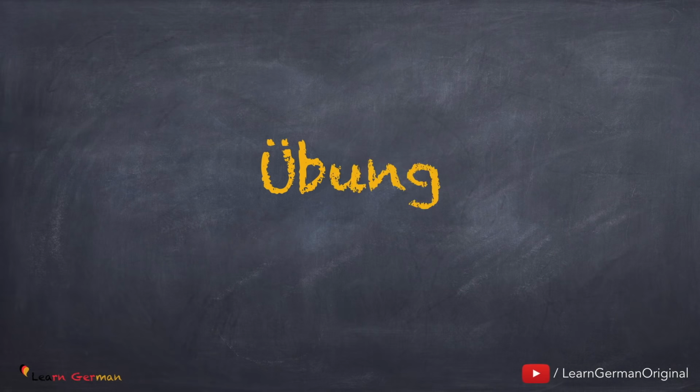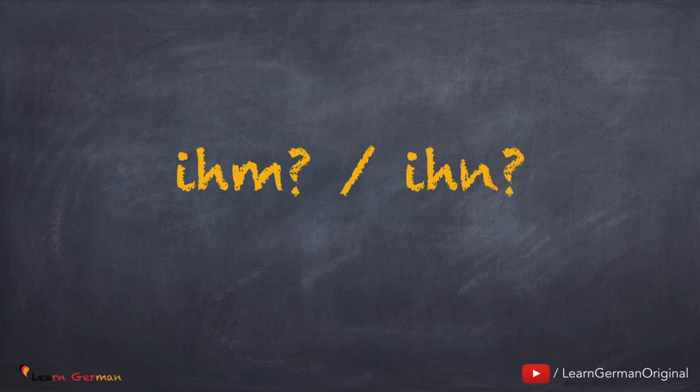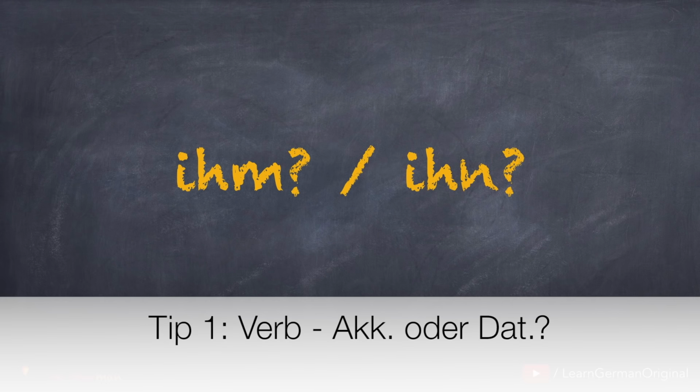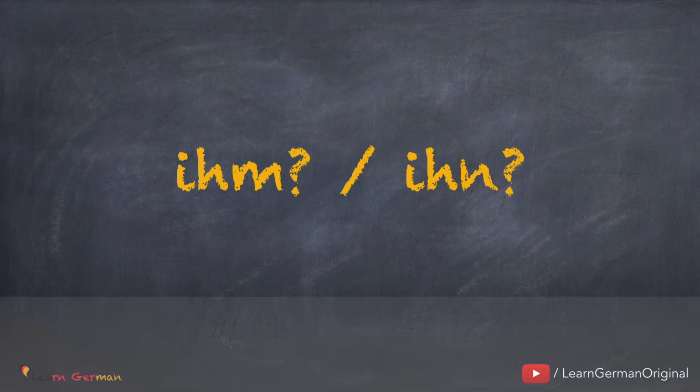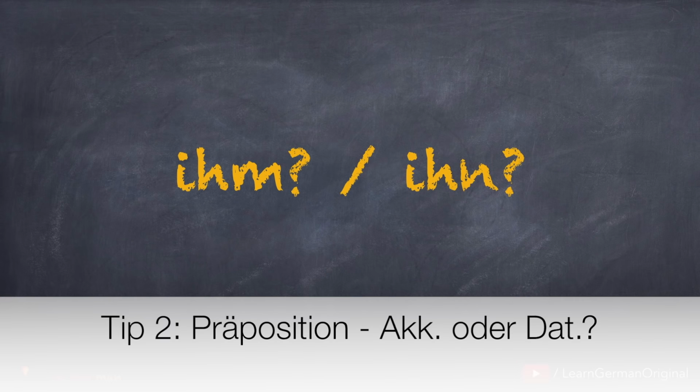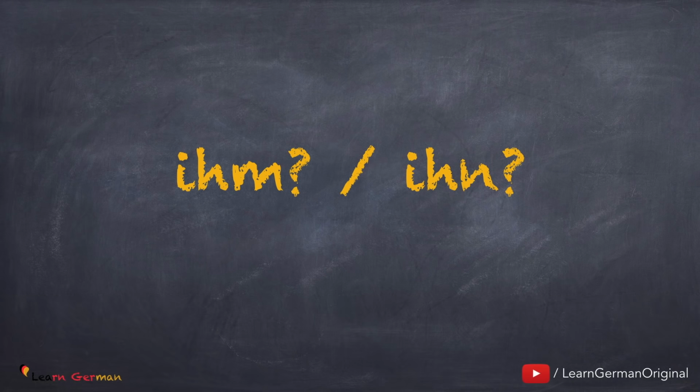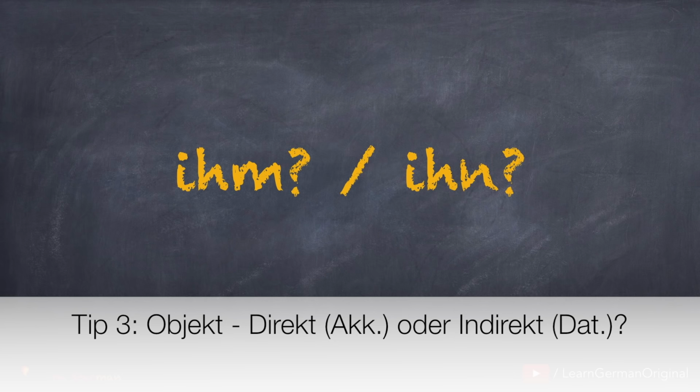Now let's do an exercise to see how much you've understood. Übung. You have to fill in the blank with ihm or ihn. Do remember the three things you should look out for. Firstly, the verb. Does it take accusative object or dative object? Secondly, are there any prepositions? What kind of a preposition is it? And lastly, is this a direct or an indirect object?